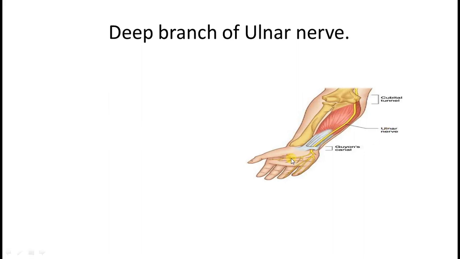Next, ulnar nerve in the hand. Why is the ulnar nerve in the hand very important? That is because the ulnar nerve in the hand supplies most of the intrinsic muscles of the hand. It is easy to mark the surface marking of the deep branch of the ulnar nerve.